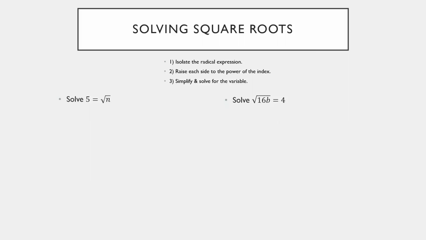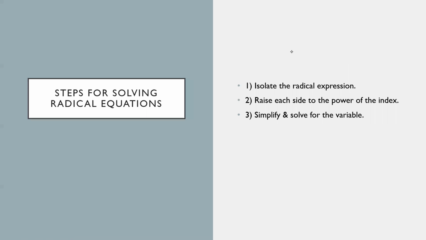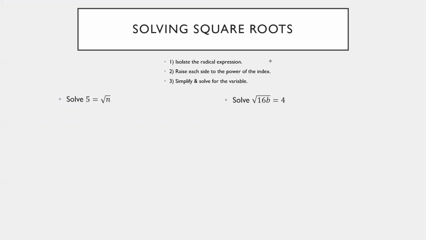Our first example says, solve 5 is equal to the square root of n. So we first want to make sure that we isolate the radical expression. So grab your radical expression, find the radical, and put a box around it. Is it alone? If the answer is yes, it is isolated.